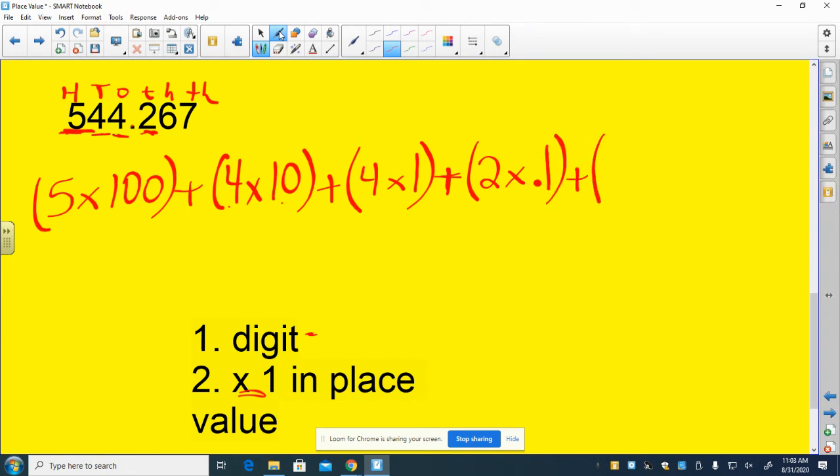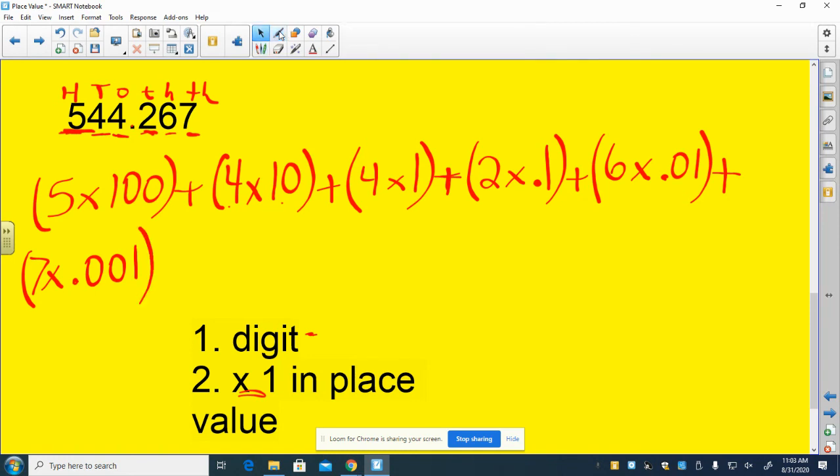Plus, start a new parenthesis. The digit is 6. Times a 1 on the place value of hundredths, decimal 0.01. And the last one, close your parenthesis, plus I'm going to run out of room. So I'll move over here. A 7 times 1 in that place value, which is thousandths, decimal 0.001. And quickly, I want to just share something with you.